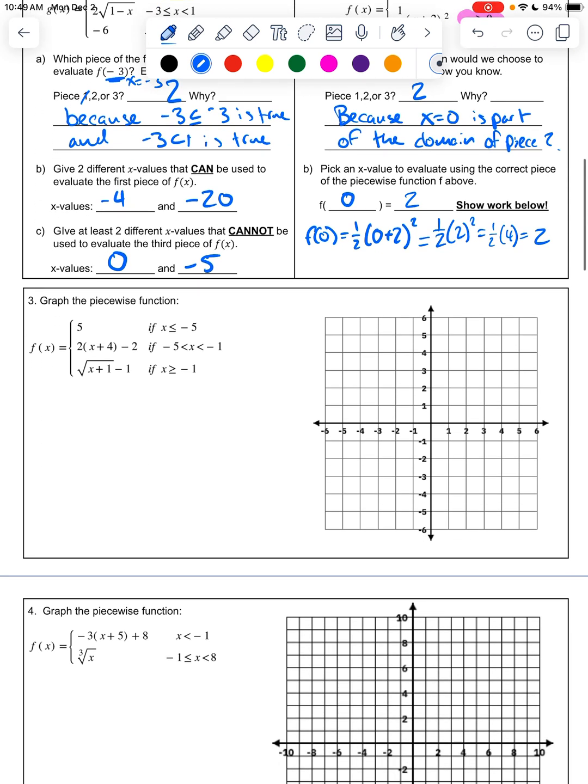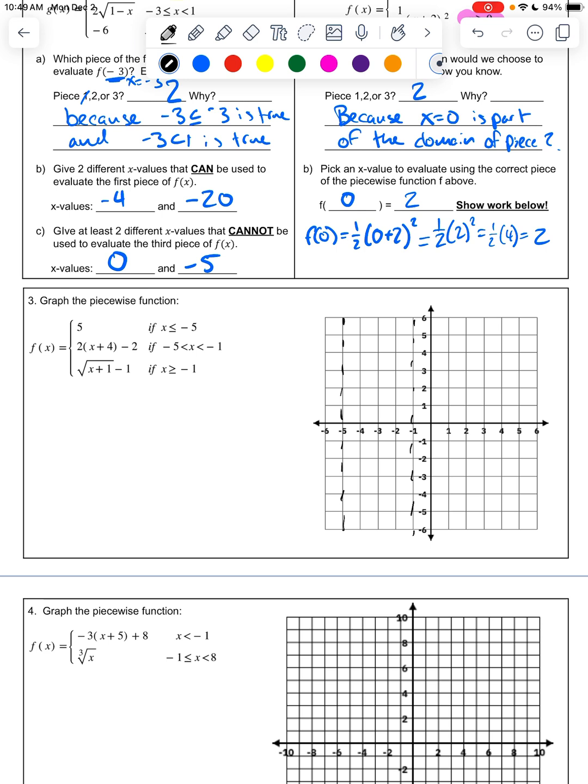In number 3, we're asked to graph this piecewise function. And the first thing that I always taught was to create our fences. Where are the boundaries? I see a boundary at negative 5. So I'm going to go ahead and put in a boundary at x equals negative 5. And I see another one at x equals negative 1. And that's where it changes from one function type to the other. Remember that at the end, we're going to need to erase those because they're not actually part of the graph, but they do help us to create the graph.